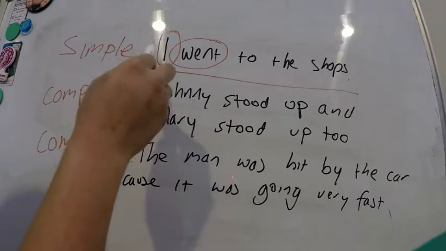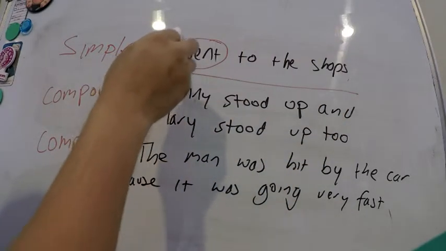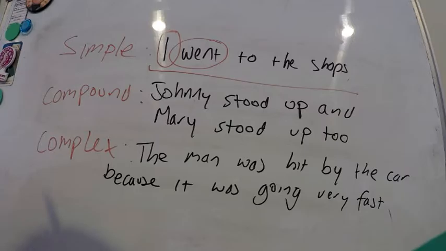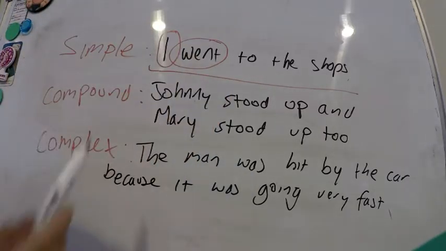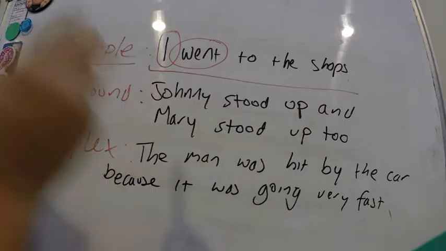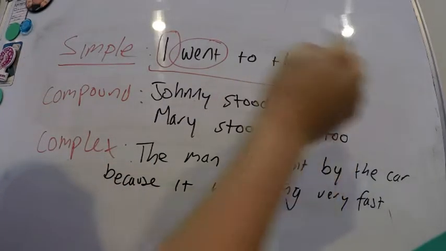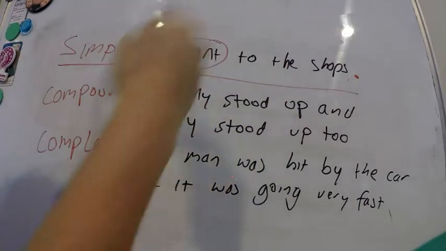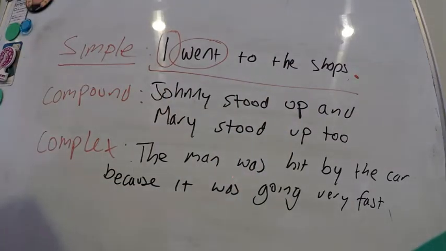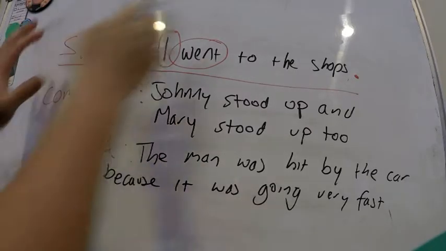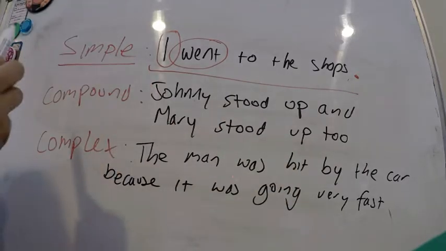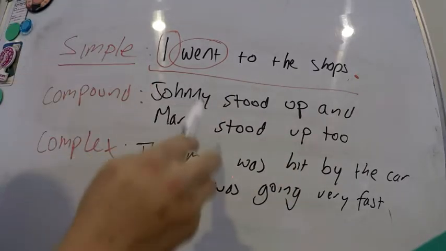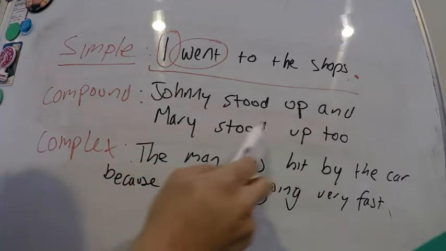So if this is one independent clause and it has your main ingredients, your subject and your verb, well, what that means is that we have a simple sentence. And that means we can put a full stop here. So this is the kind of method that I would be using if I was figuring out where I should put my full stops. Where does my simple sentence or compound sentence or complex sentence end, right? So look at the compound sentence. Johnny stood up and Mary stood up too.